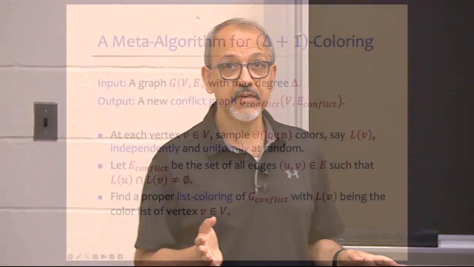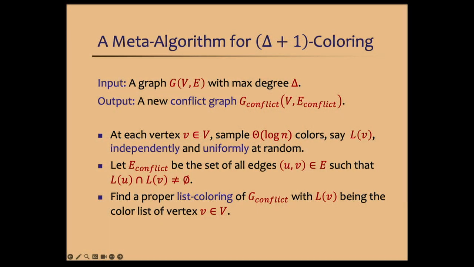So let's see, how does this reduction of palette help us design these sublinear algorithms? Let me start by giving a simple meta algorithm now for delta plus 1 coloring. The input to the meta algorithm is your original graph G with maximum degree delta. Its output is going to be a new graph on the same vertex set, but with a somewhat reduced set of edges chosen from the original graph. And this new graph I'm going to call the conflict graph.